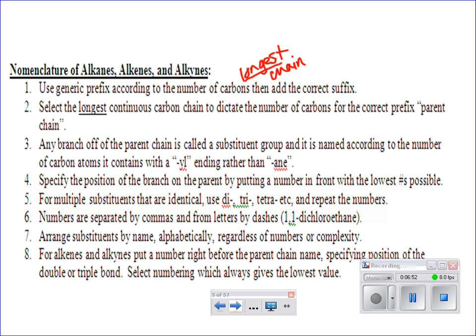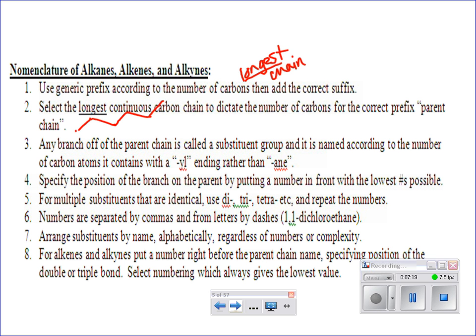So if I have 10 carbons, it's dec. It's ene if I have a double bond, yne if I have a triple bond, ane if there is no double or triple bond. All right, so if I have this, what would that be called? 1, 2, 3, 4, 5, 6. No double bonds, hexane.